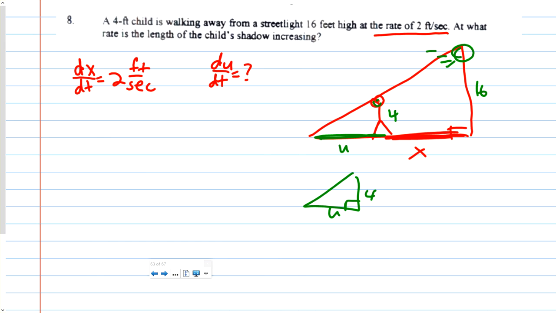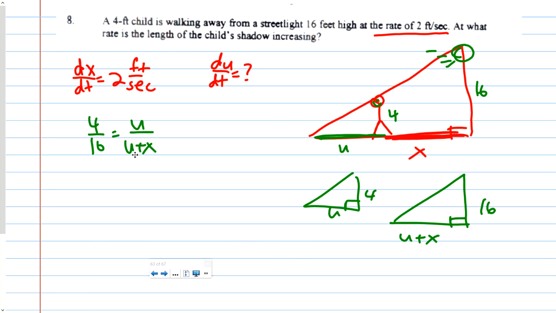U to the s is to 4 as what is to 16. So many students put x down here. It is not x. What is it down here? U plus x. It's a big triangle. All right? So u is to 4. Actually, let me change it to this: 4 is to 16 as u is to u plus x. I'm doing it on purpose hard. I'm making it look terrible on purpose.